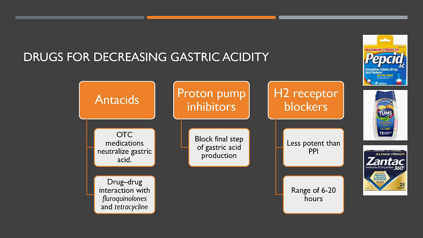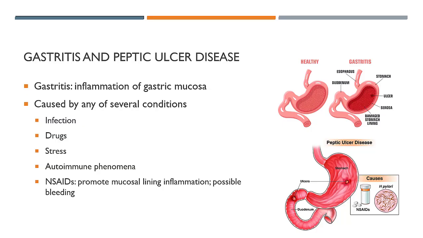Drugs for decreasing gastric acidity are important for treating GERD, peptic ulcers, many forms of gastritis, and in some regimens, H. pylori infections. Drugs that decrease gastric acidity include the following: antacids, proton pump inhibitors, and H2 receptor blockers.